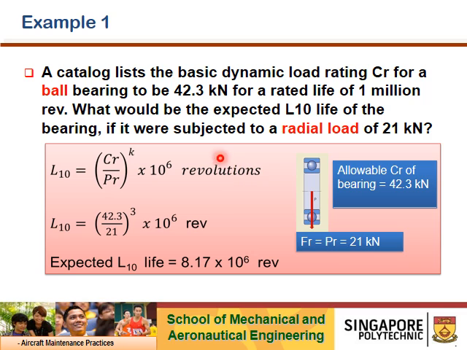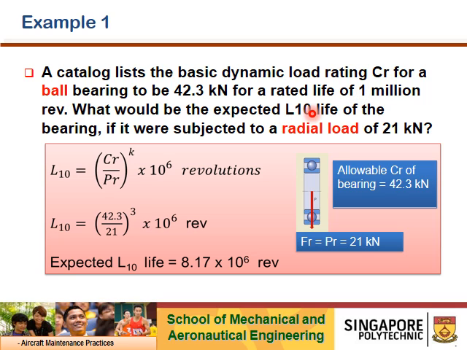All right, this is example one. Example one mentions that they extract the catalog CR for a ball bearing to be 42.3 kilonewton. That means from the catalog, this particular bearing that they recommended has a catalog CR of 42.3 kilonewton and a rated life of 1 million revolutions if you apply 42.3 kilonewton.